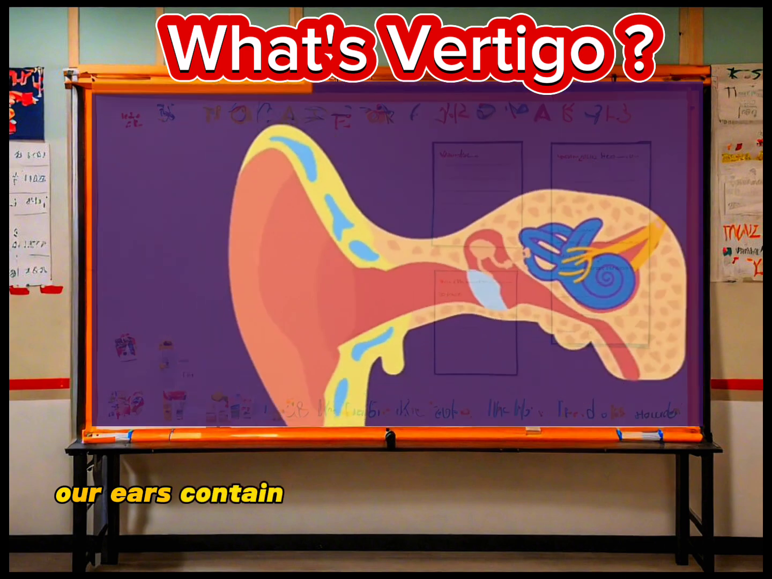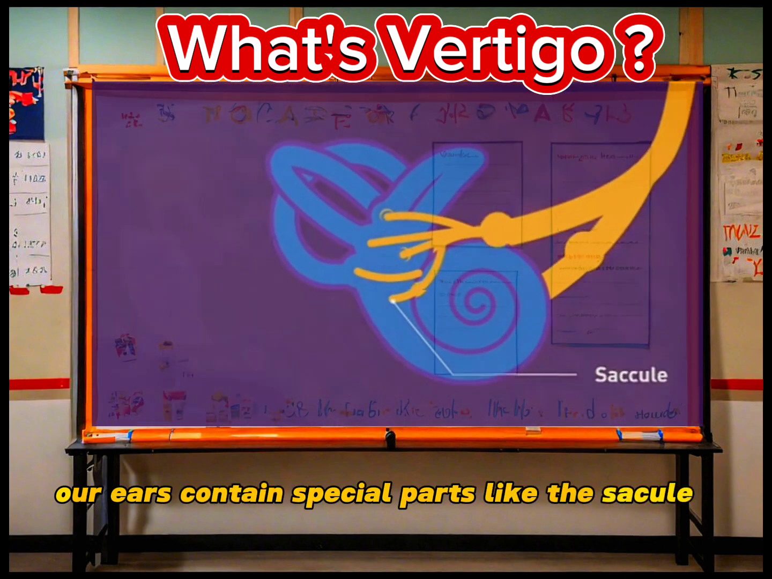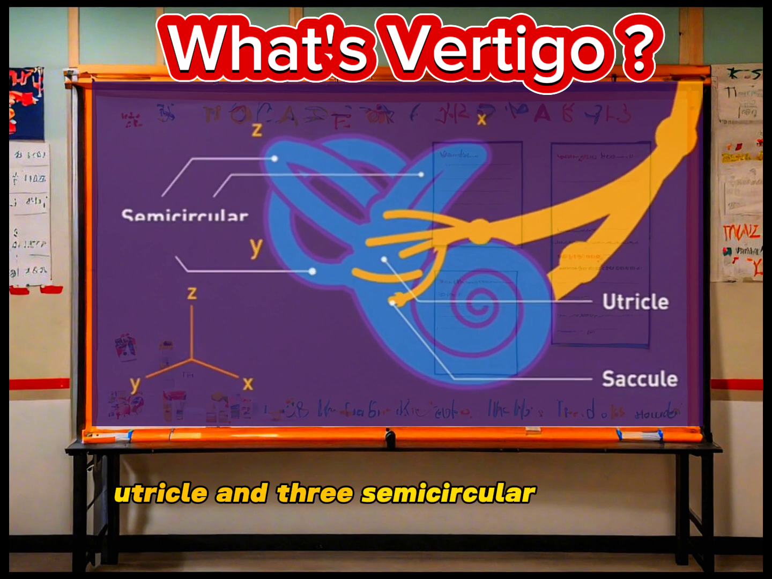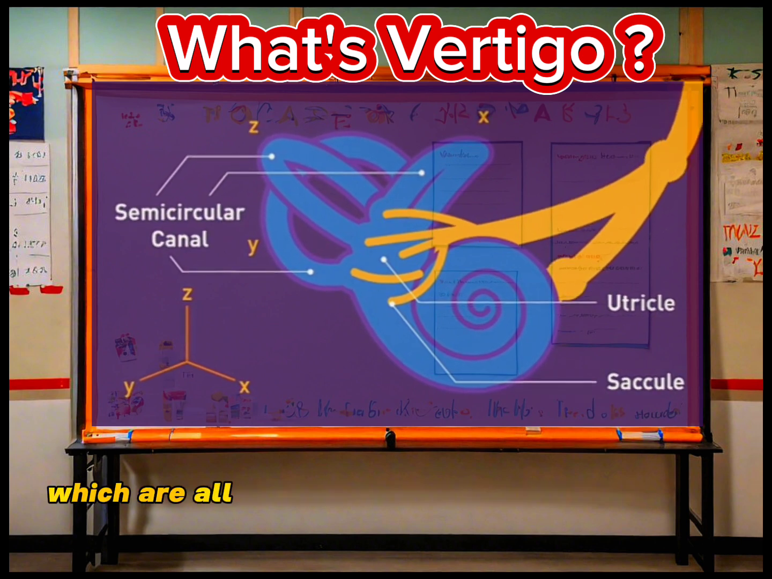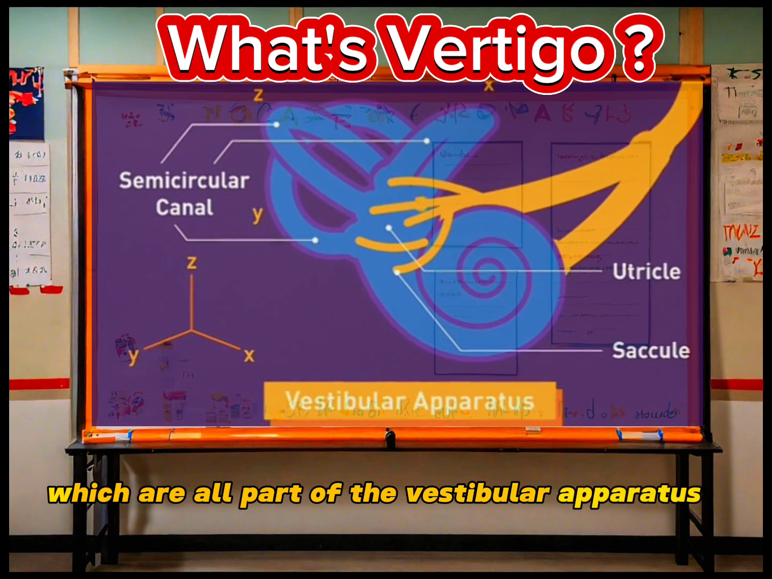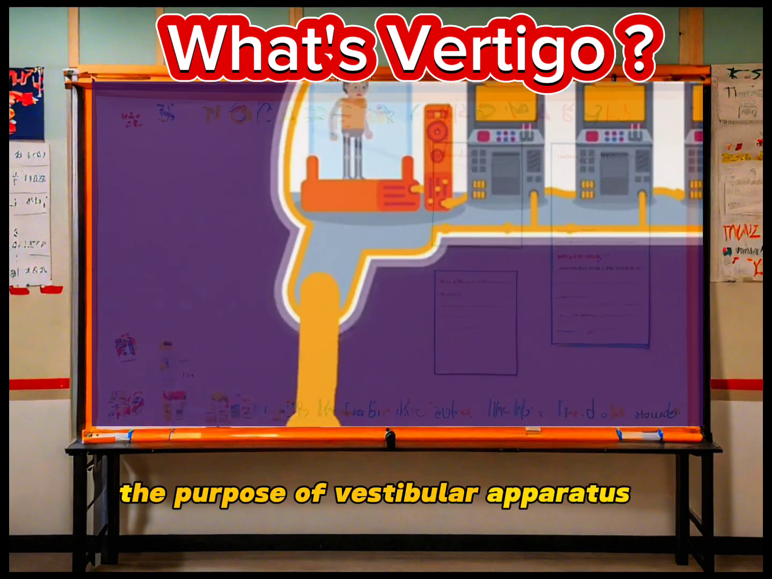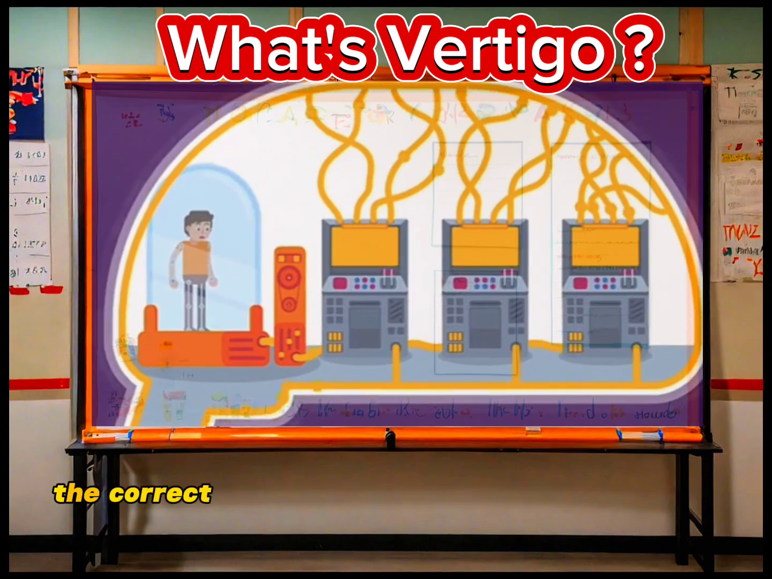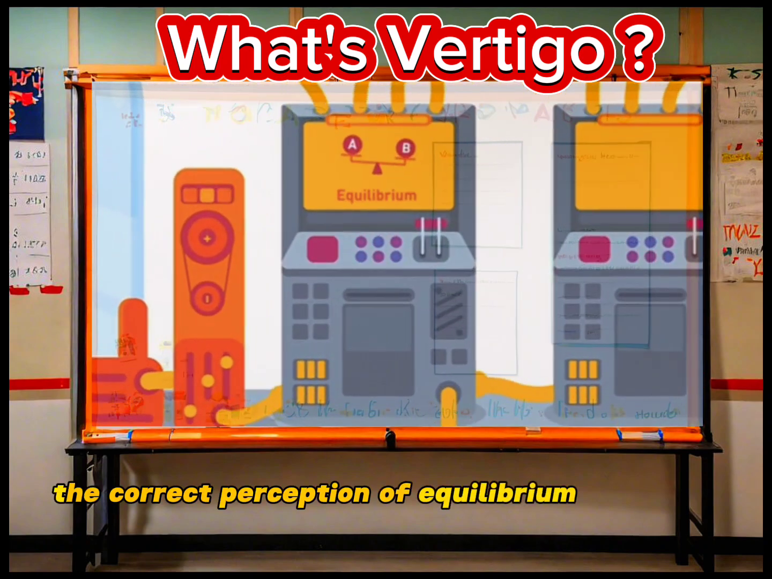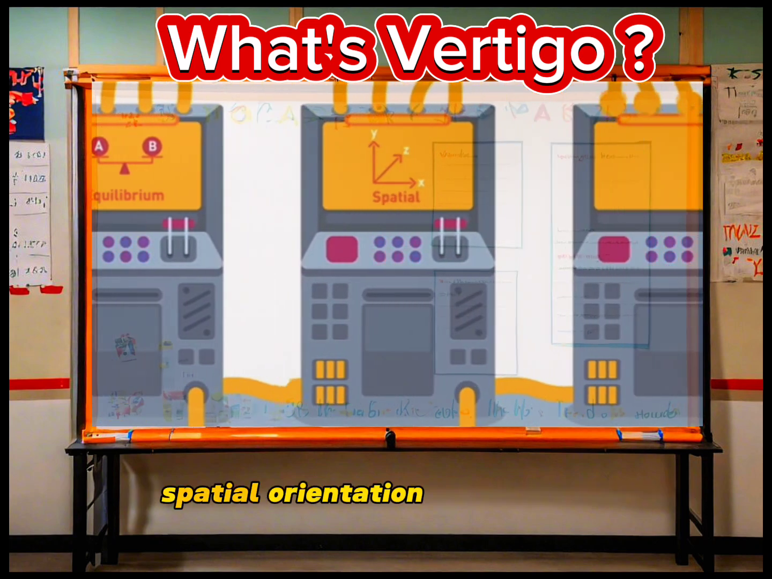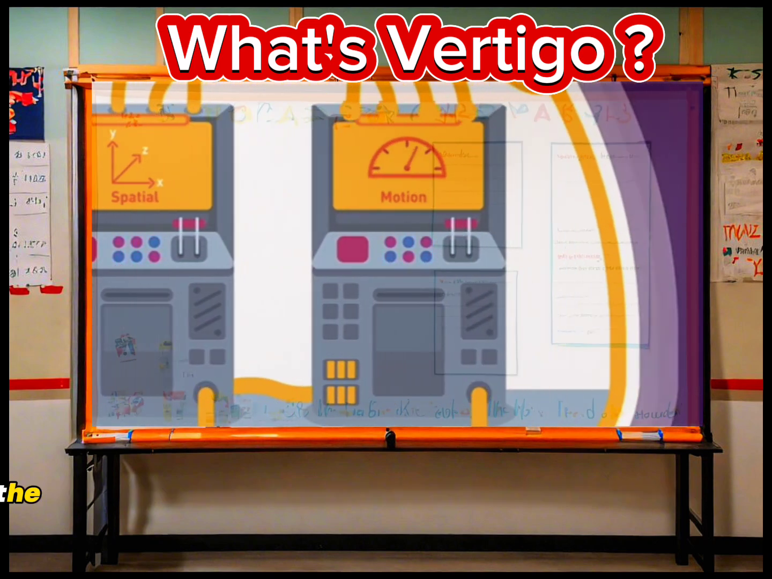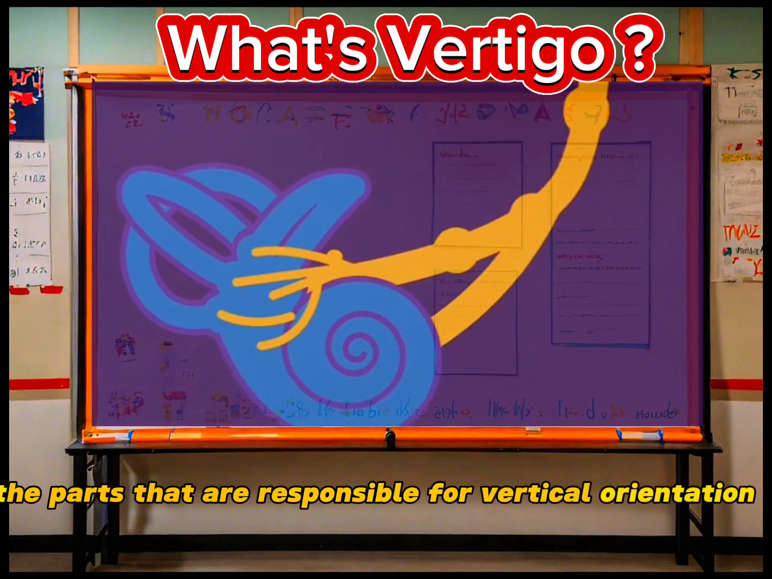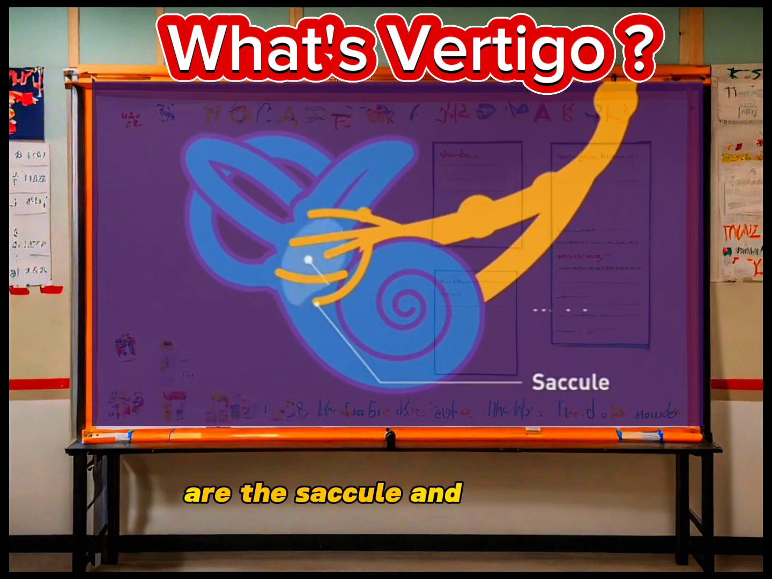Our ears contain special parts like the saccule, utricle, and 3 semicircular canals, which are all part of the vestibular apparatus. The purpose of the vestibular apparatus is to provide the brain the correct perception of equilibrium, balance, spatial orientation, and motion. The parts that are responsible for vertical orientation are the saccule and utricle.